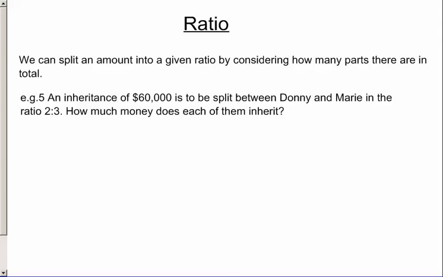The final thing we can do with ratios is split an amount into a given ratio, and we do that by considering how many parts there are in total. So an inheritance of 60,000 is split in the ratio of 2 to 3. How much do they each get? Well, if it's in the ratio of 2 to 3, in total there are 2 plus 3 equals 5 parts.